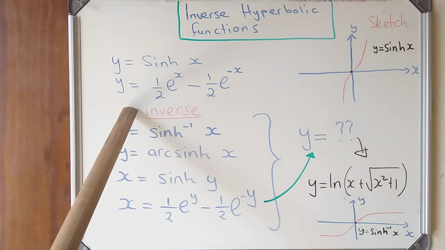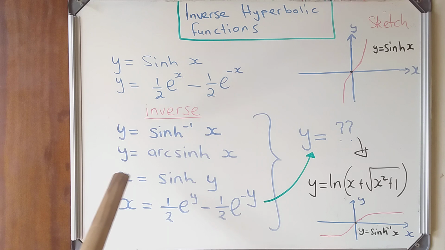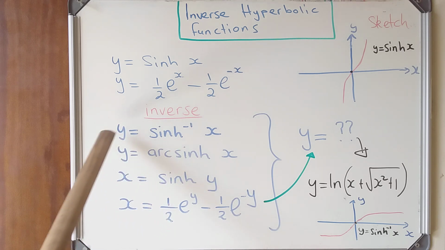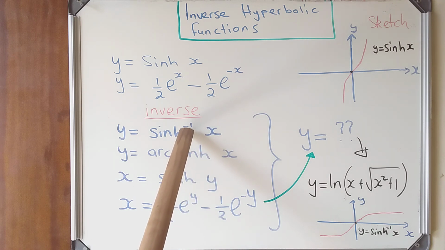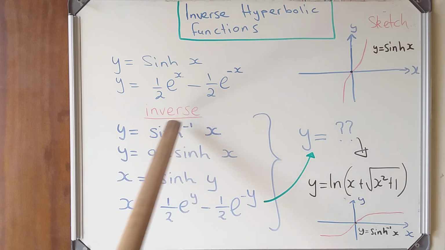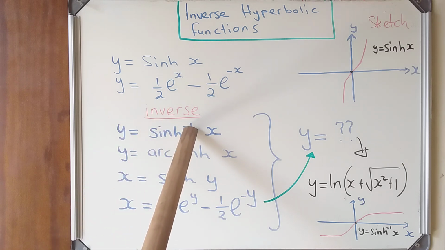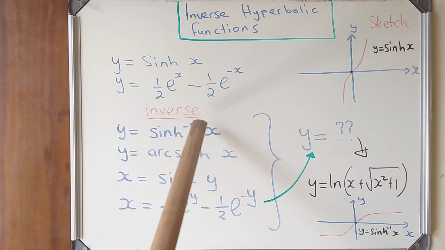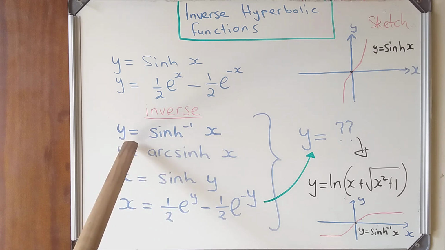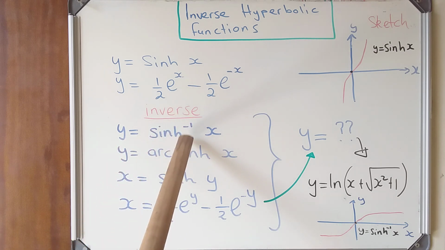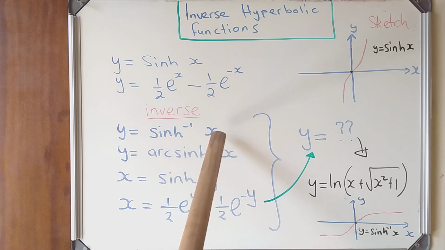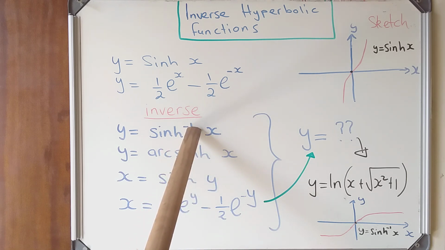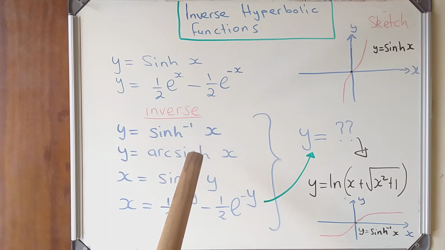Okay, but now we want to look at inverse functions. We know y equals sinh x, and the inverse is sinh inverse x. So the inverse there is represented by that power -1 on top of the h. It means it's an inverse. When you see that negative, it means an inverse.